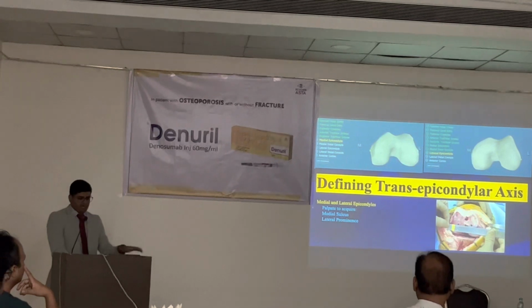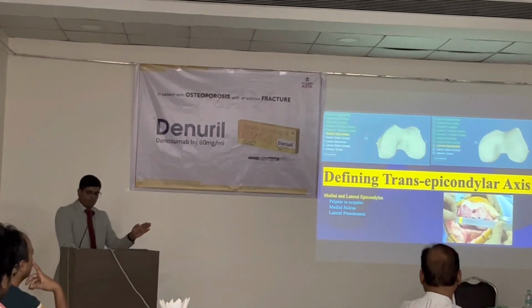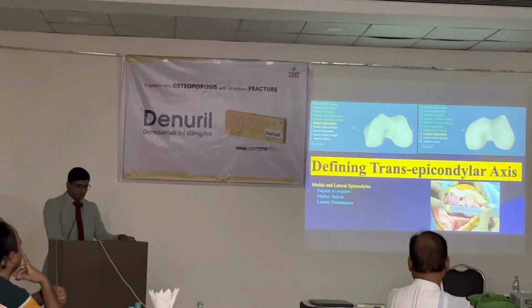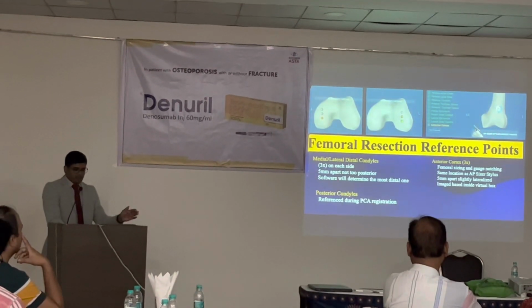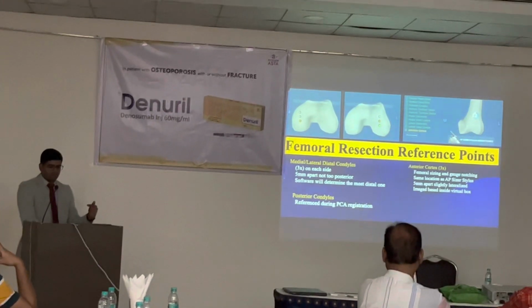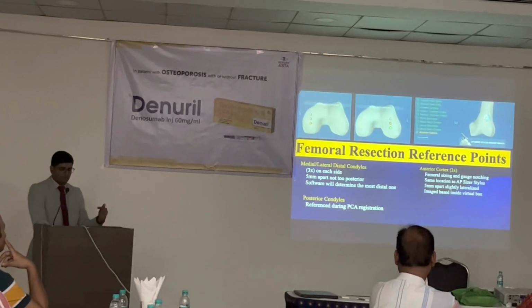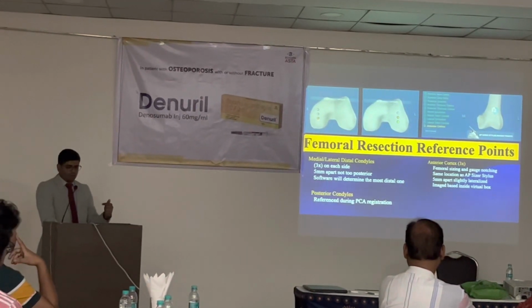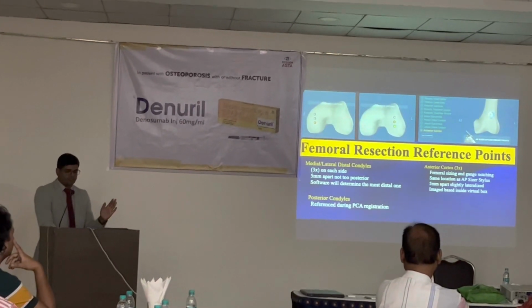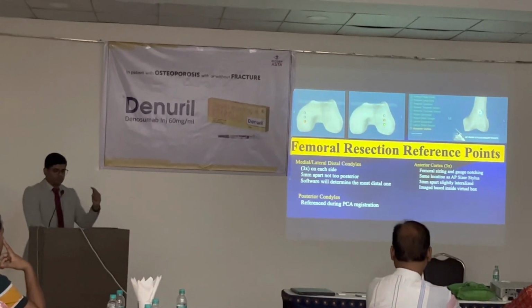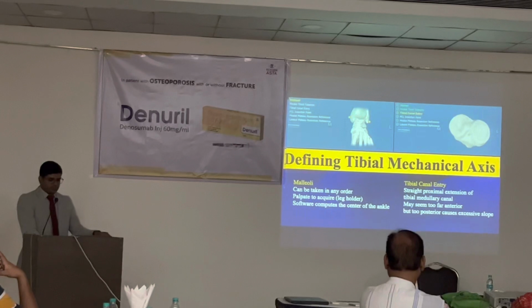To define the transepicondylar axis, you have to mark the medial epicondyle and the lateral epicondyle. For the femoral resection, we have to mark the medial femoral condyle, the distal surface, and the lateral femoral condyle, 5 mm apart. The software will determine the most distal one, and the anterior cortex, to avoid anterior notching and for anterior-posterior referencing. So this is what we do.